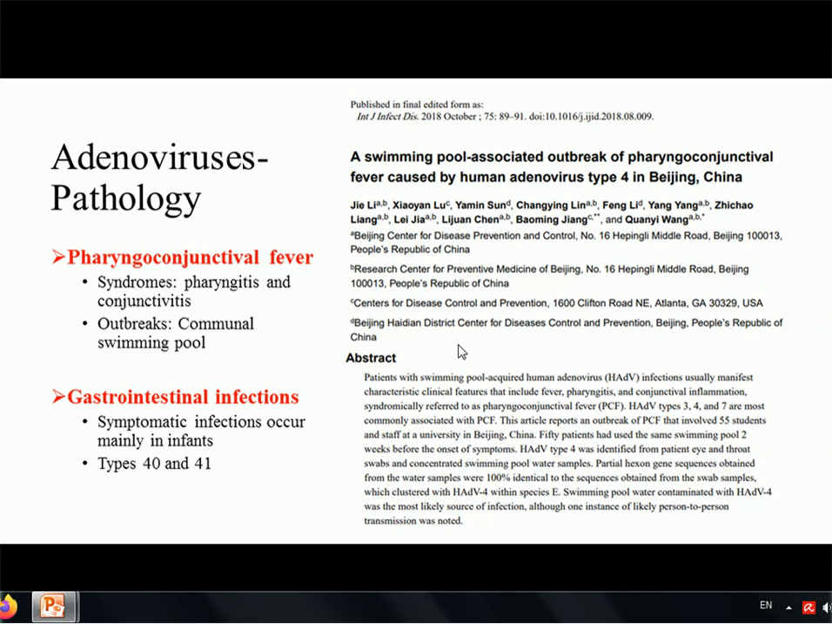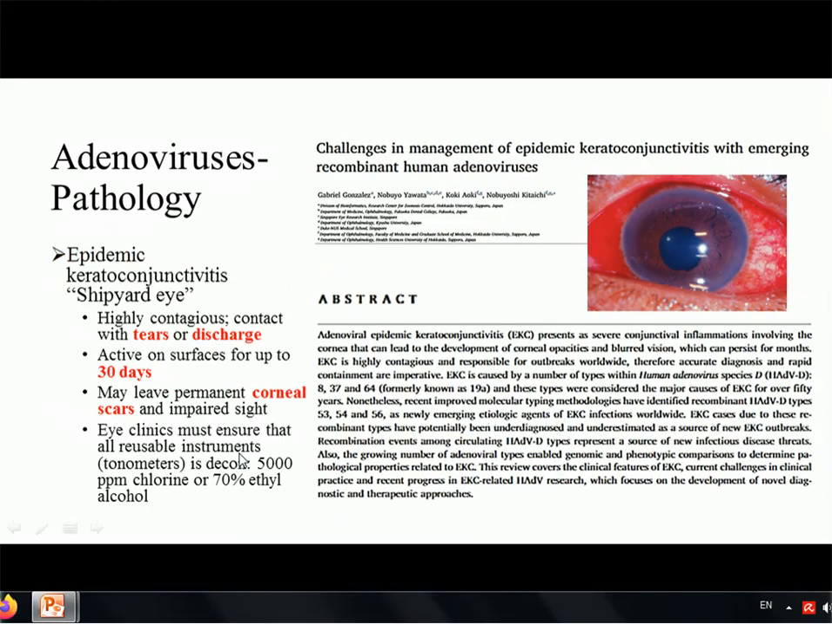Besides that, adenoviruses can also cause other symptoms like pharyngitis and conjunctivitis. Normally the outbreak is via the swimming pool, and it can also cause gastrointestinal infection, with symptomatic infection occurring mainly in infants. In terms of eye infection, it is highly contagious, and transmission is normally via contact with tears or discharge. Sometimes patients with this eye infection keep touching the eye and the tears, and from there it can be transmitted to other patients.